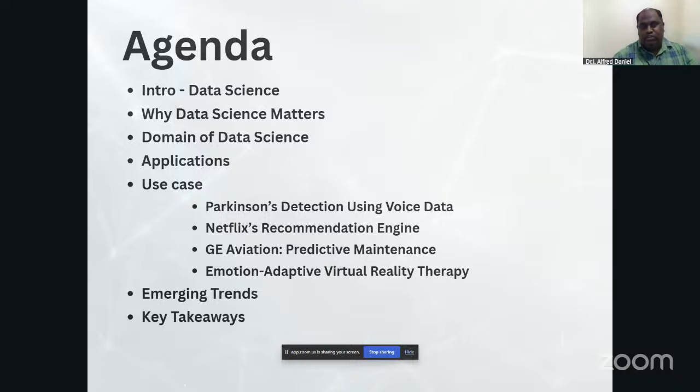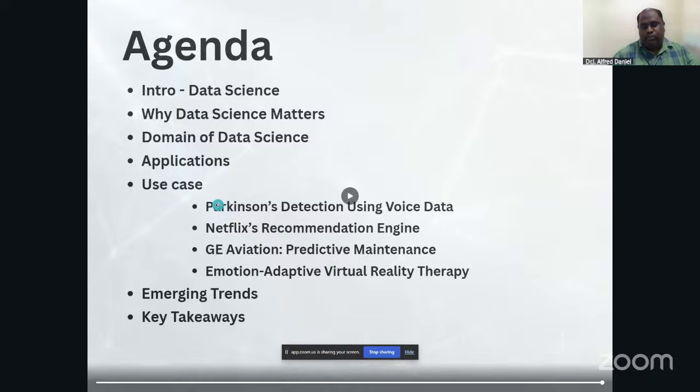Next, we'll see use cases. These are the four use cases which I'm going to discuss elaborately. The first one is Parkinson detection using voice data. Next one, Netflix recommendation engine. GE Aviation predictive maintenance. The final one, emotional adaptive virtual reality therapy. This project we are working on as of now. And finally, I'll end with emerging trends and key takeaways. So this is the agenda of today's discussion.